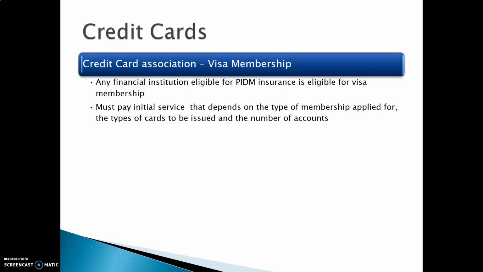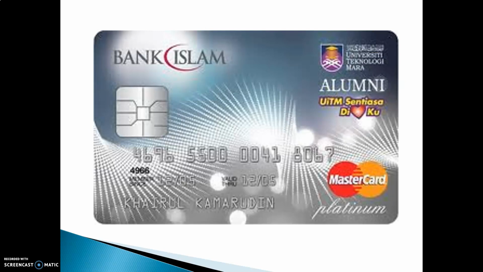Credit card association with some membership, any financial institution eligible for PIDM insurance is eligible for Visa. PIDM, which is under Bank Negara Malaysia, must pay initial service that depend on the type of membership applied for. The types of card that will be issued is number of the account. Okay, this chapter is actually nampak je simple, tapi mungkin memang ada dalam final jugalah. These are the example lah.